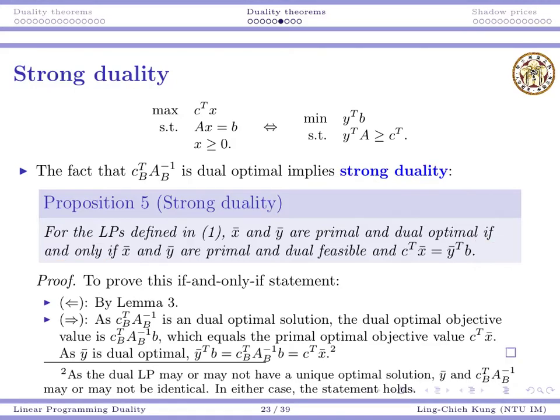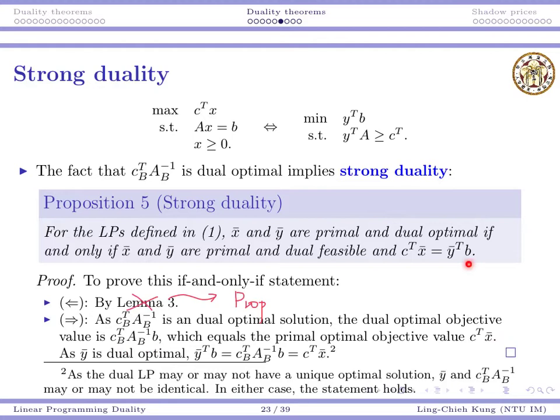Let's prove it. For one direction, we have done so, right? Actually, this is not lemma 3, it's proposition 3, not a big deal. That's something we did. And now we need to prove the only if part. Suppose we have a pair of primal and dual optimal solutions. Then we know CB transpose AB inverse is a dual optimal solution, right? So the dual optimal objective value must be CB transpose AB inverse times b, and this would equal C transpose x bar. Definitely true.